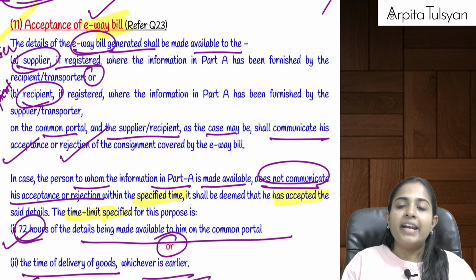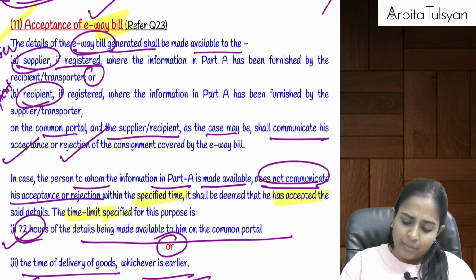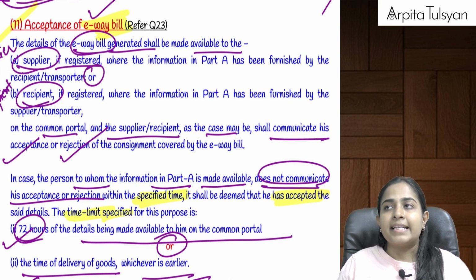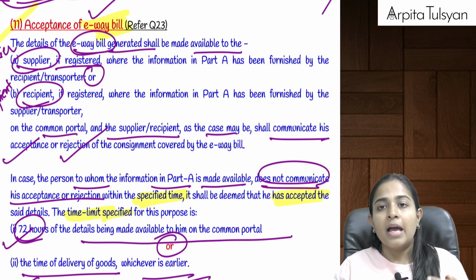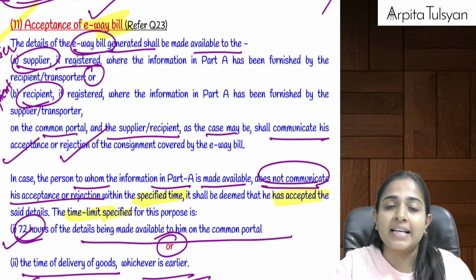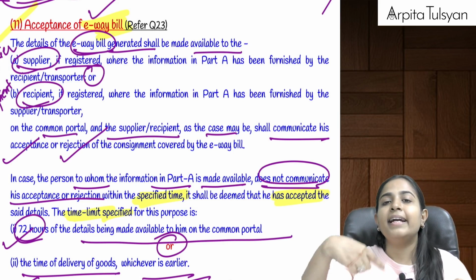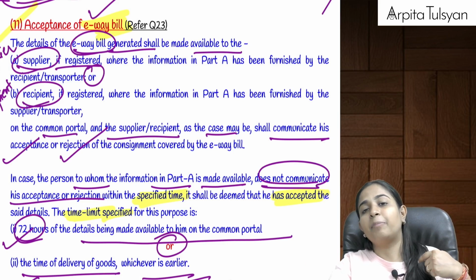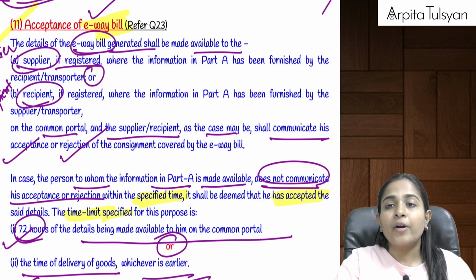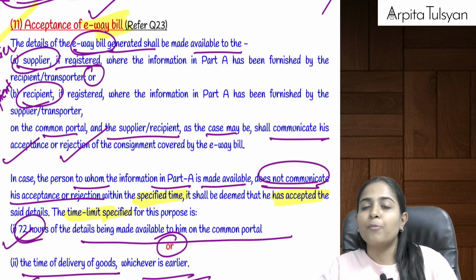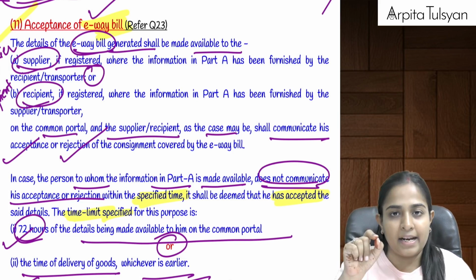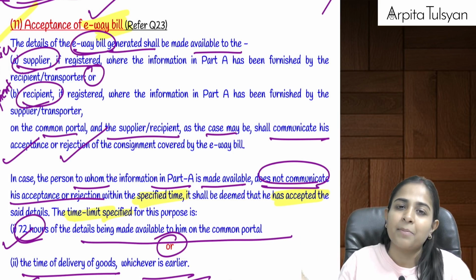Now listen, whenever an e-way bill is generated either by the consignor, the consignee or the transporter, then if it is generated by the consignor or the supplier, it should be accepted by the recipient. Or vice versa, when it is generated by the recipient, it should be accepted by the supplier. Only then is the e-way bill finally generated. Now, when are they supposed to accept it? As soon as the details are uploaded in part A. Part B was anyway done by the transporter.